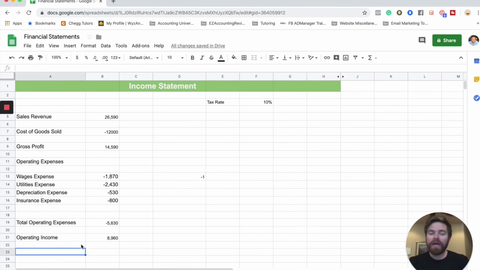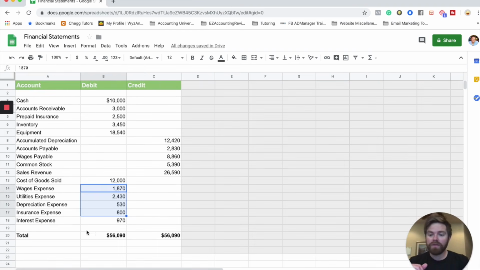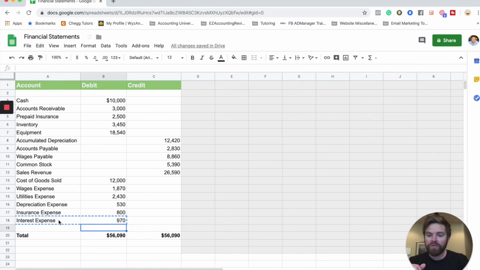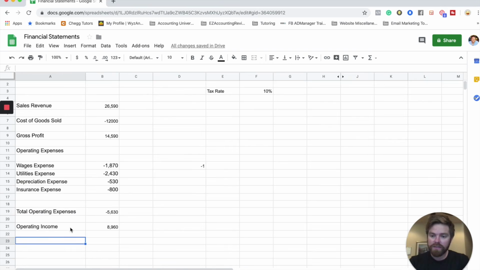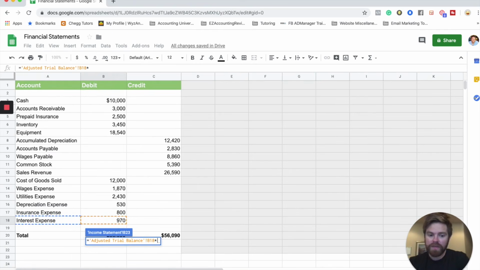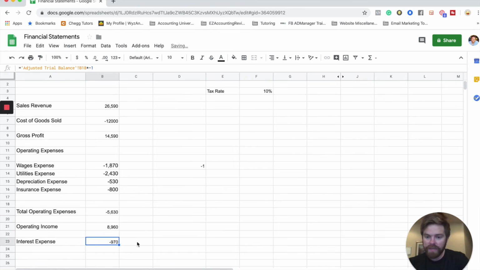Now next we're going to have what we call our non-operating expenses. And there's really only one of them. Take a look. It's going to be our interest expense. That's the only one we have. And what I'm going to do here is I'm going to go ahead and just do what I did before. I'm going to copy just this. I'll plug it in here and I'll do equals. It's going to be this number times -1 to make sure it's negative.